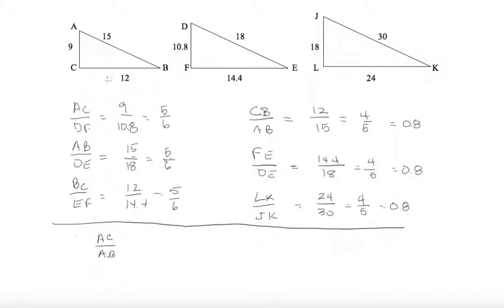We could compare BC to AB as well. So the base here, to the hypotenuse. We could compare AC, so this side here, to the base, which is BC. So we can make those three comparisons.